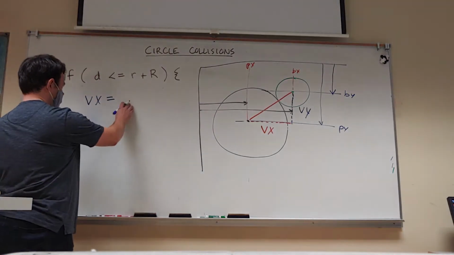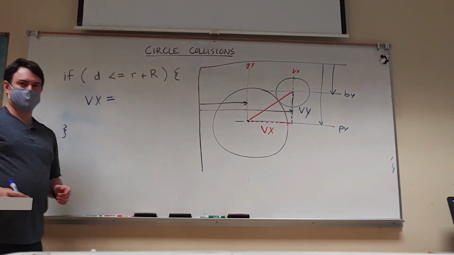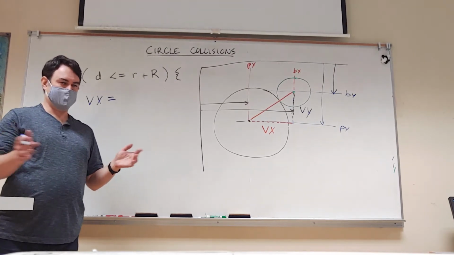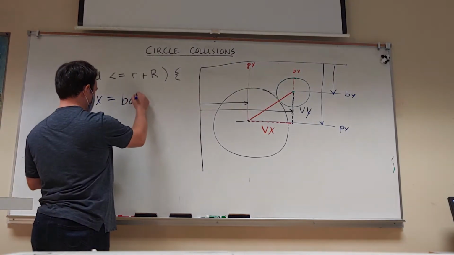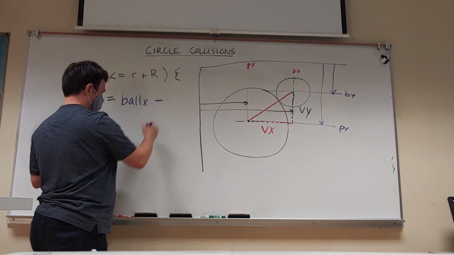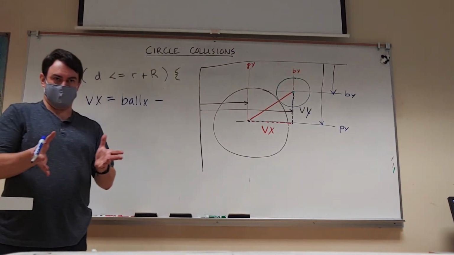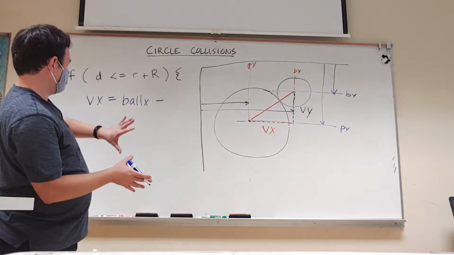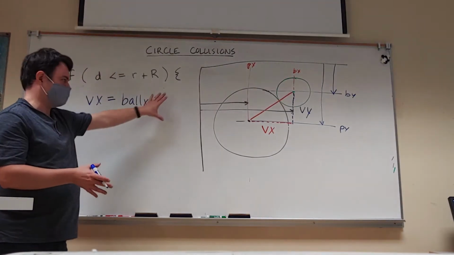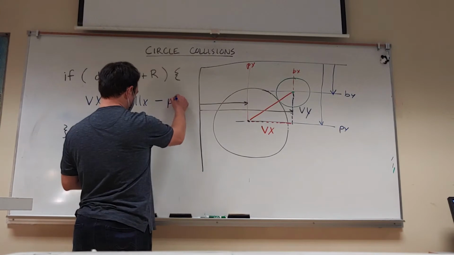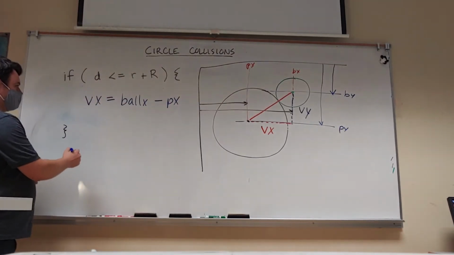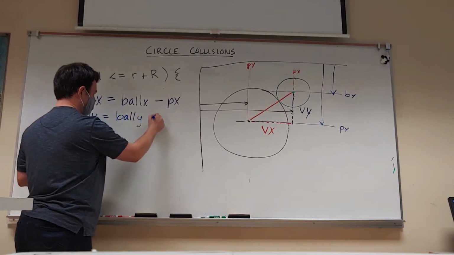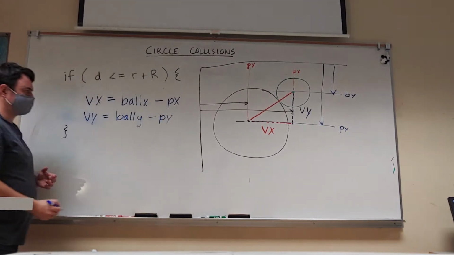But I'm pretty sure it'll be whatever your ball's x coordinate is. What is everyone's ball's x coordinate called? Ball x? Yeah? So it's just ball x, and then minus the paddle's x. So this might be left, it might be right. I'll just put px, because you're going to have two different if statements, so this will be left or right depending on what it is. And same with Vy, it's just going to be ball y minus paddle's y.